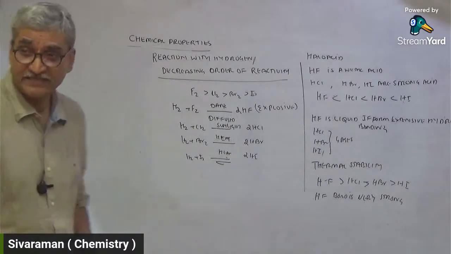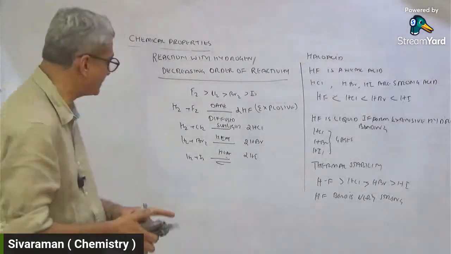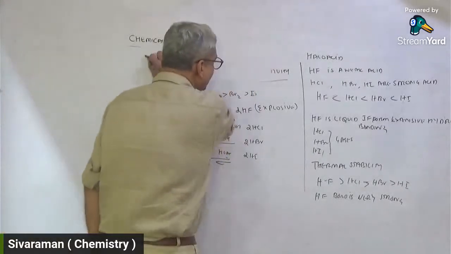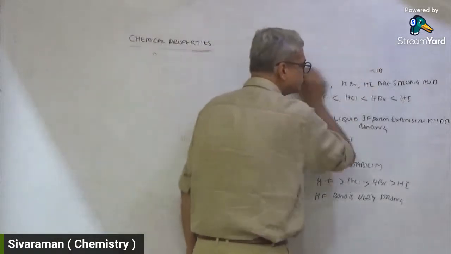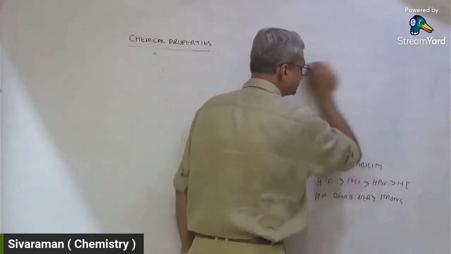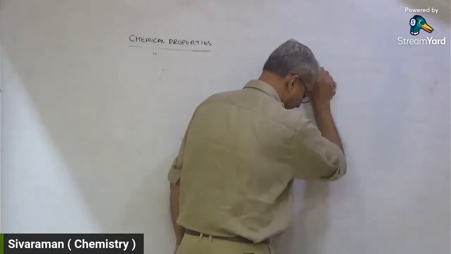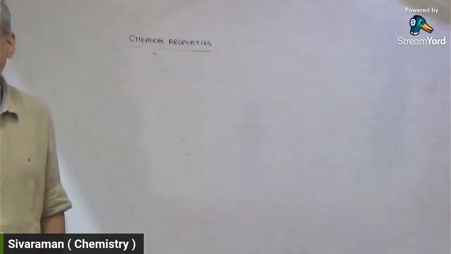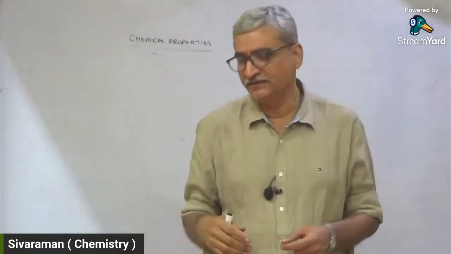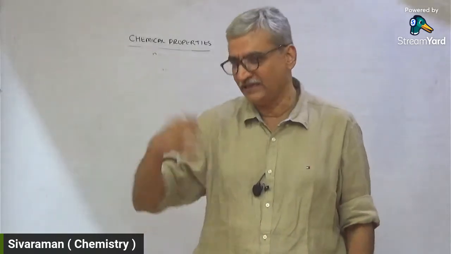So remember, HF is a weak acid, and HF is a liquid. These are two very special properties of this halo acid, and that is what they ask. Then what do we have? Reducing property. Remember, this was discussed in halogen derivatives: when we reacted alkane directly with iodine, it formed alkyl iodide plus HI.